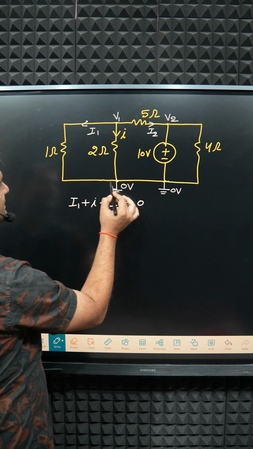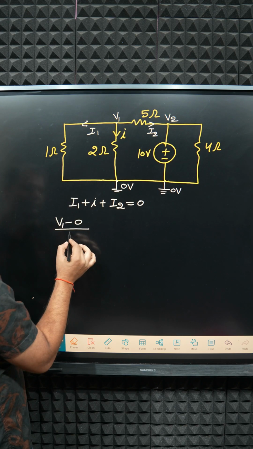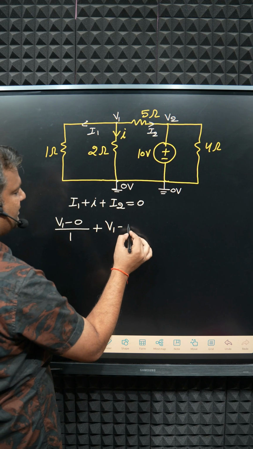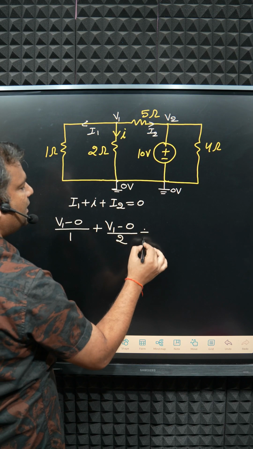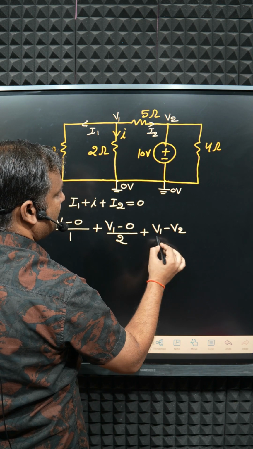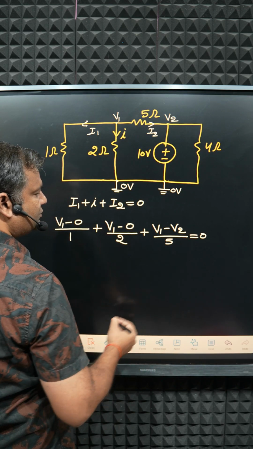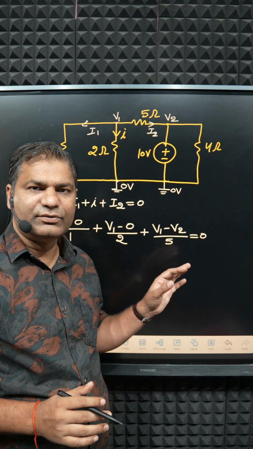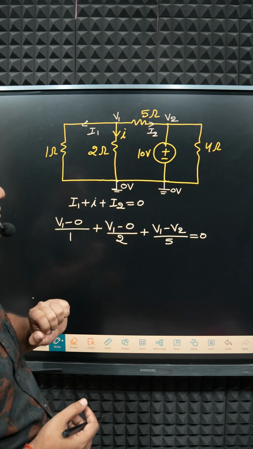Clear? Now what about I1? I1 is (V1 minus 0) divided by how much? 1 ohm. Plus what about I? I is (V1 minus 0) divided by how much? 2 ohm. What about I2? I2 is (V1 minus V2) divided by how much? 5 ohm. This will equal 0. So our target: first of all, determine V2, then put V2 here and then we get V1. Okay, so look, how can we determine V2?